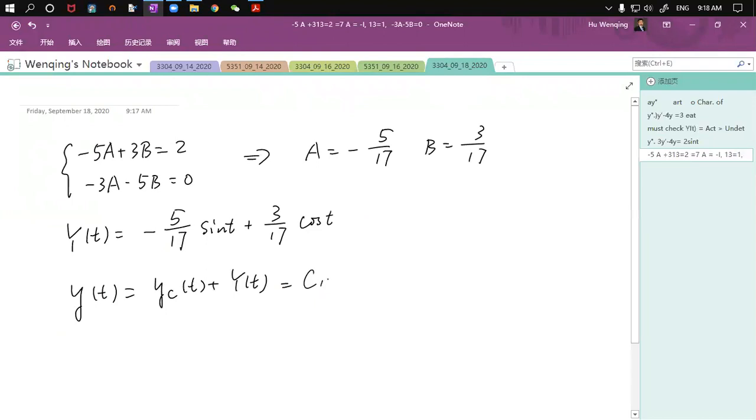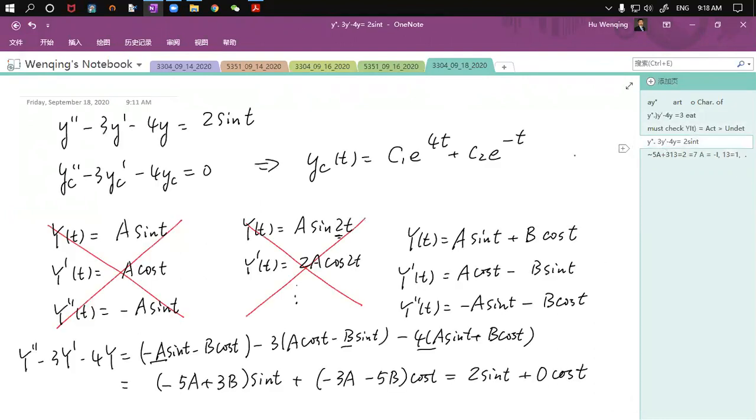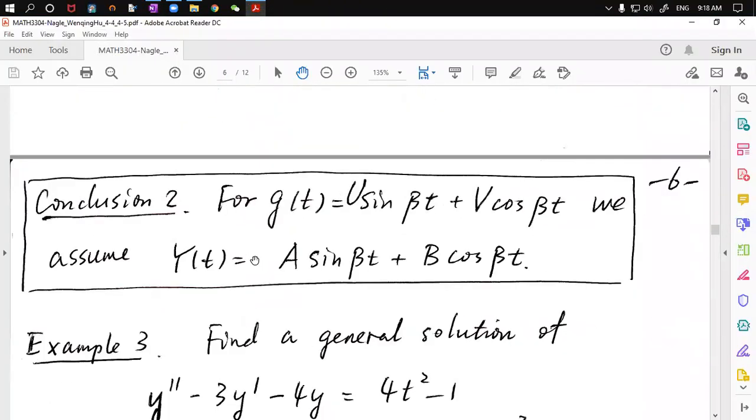That's the form c1 e to the power 4t plus c2 e to the power minus t, minus 5 over 17 of sine t plus 3 over 17 of cosine t. That's the general solution. Good, family? This gives us a better idea of the undetermined coefficients, such that we can summarize its rationale as follows.